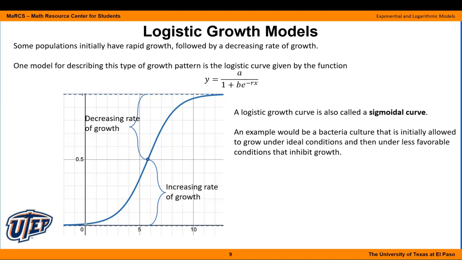At first, growth is relatively slow. Then the population experiences a period of rapid growth. Eventually, the growth rate begins to decrease and the graph levels off at a maximum value. This leveling off reflects the fact that real-world systems often have limits. Because of its shape, a logistic growth curve is sometimes called a sigmoidal curve. A common example is a bacterial population that initially grows under ideal conditions, but eventually encounters limitations such as reduced nutrients or limited space.